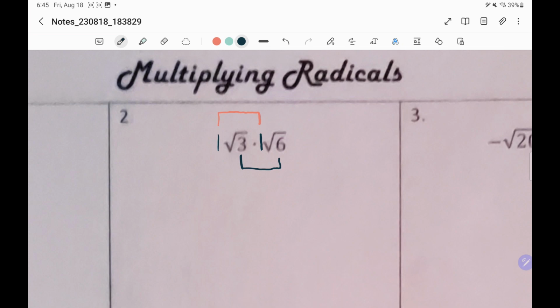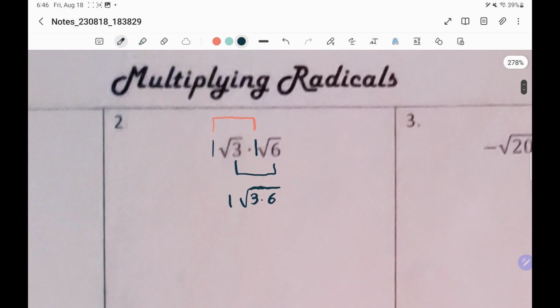So what's 1 times 1? 1. So I'm going to keep it. And then I'm going to multiply the insides, but I'm going to keep the same radical. What is 3 times 6? It's 18. But like I said, I'm not going to do that because that's a waste of time. I'm just going to rewrite both numbers and simplify. 3 is a prime number, so we don't have to simplify, but 6 we do. So I'm going to have 3 and 2.